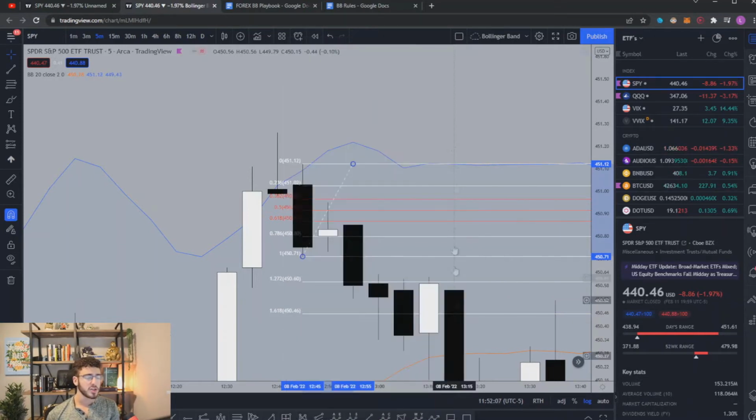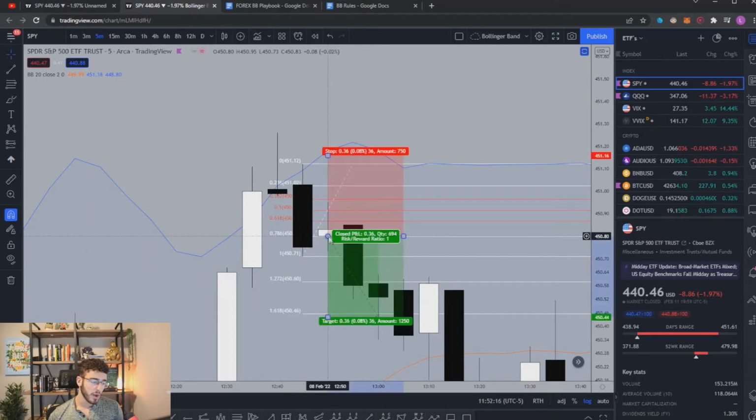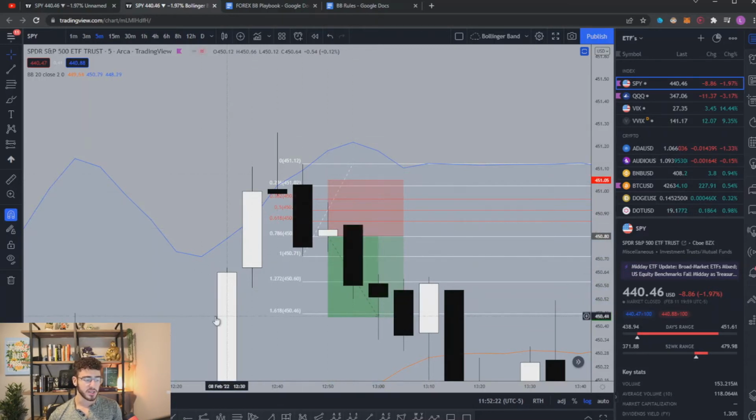But what we're going to do is the entry is going to be on the 78.6 level. This is obviously a short entry because we have a bearish engulfing candle. The entry will be right here on the 78.6 level. The stop loss goes right above the 236 level, as you can see here.